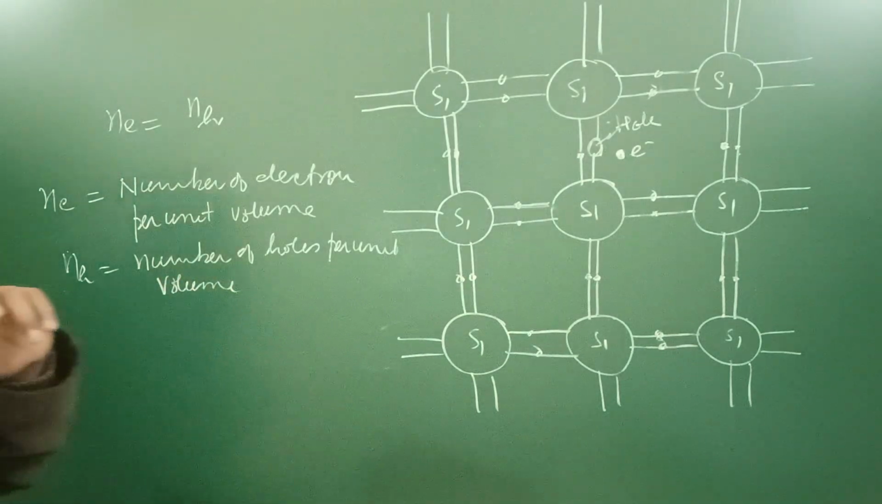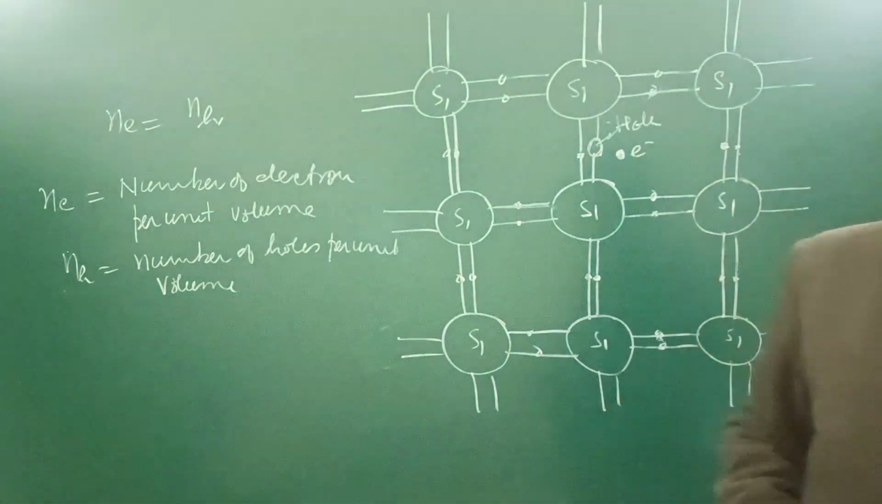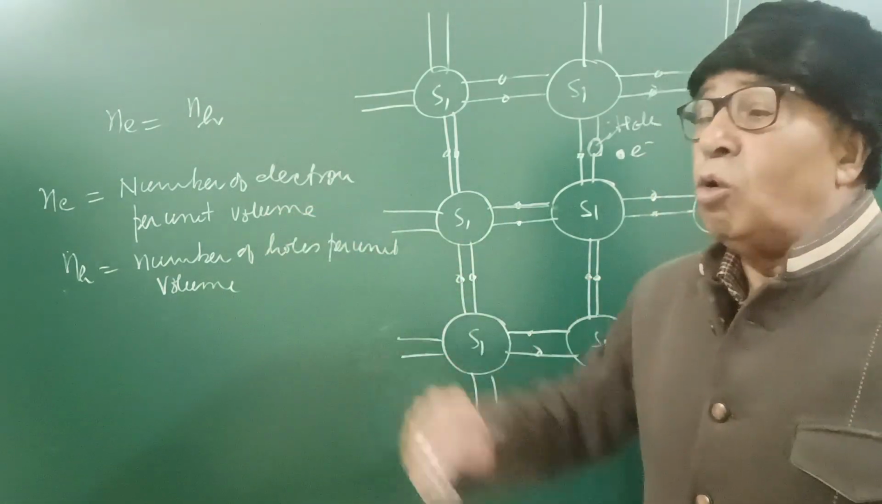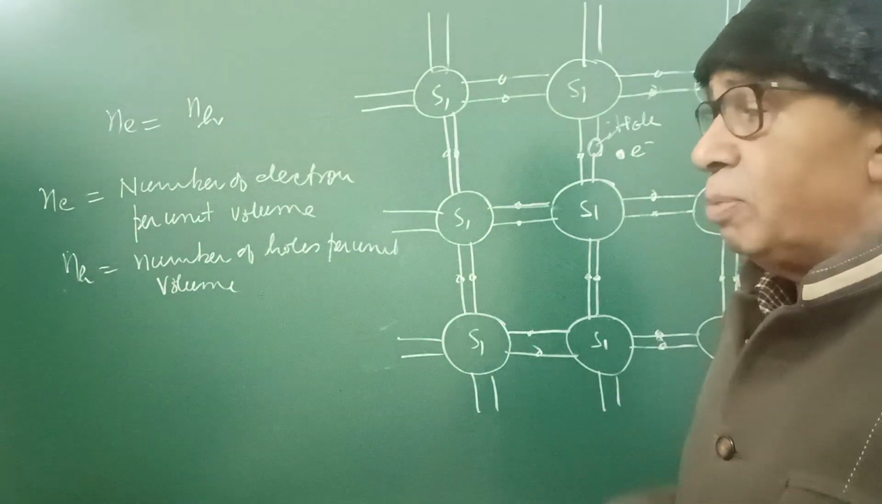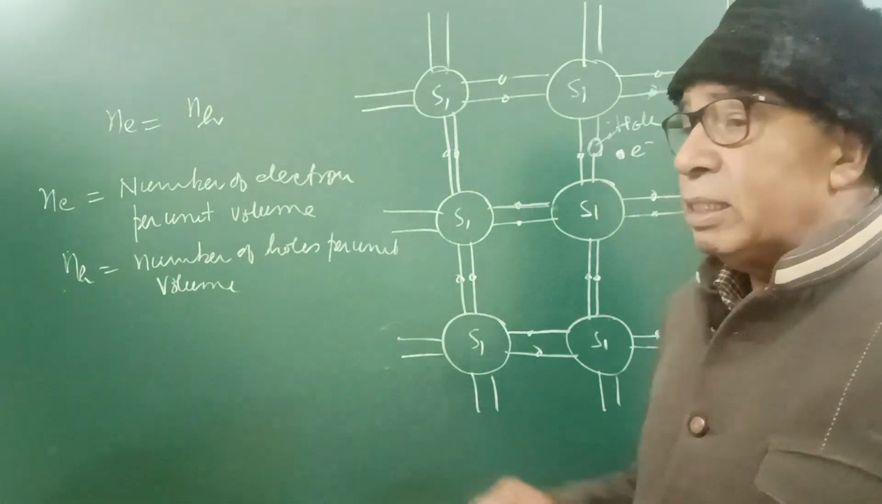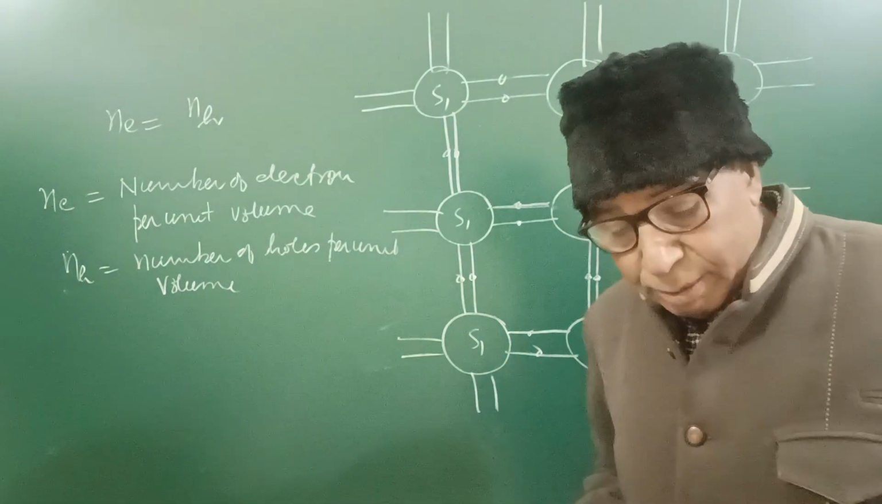I have told you in metals the number of free electrons is 10 to the power 29 per meter cube, but here the number is small. It may be of the order of 10 to the power 22, 24, like that. Number of free electrons is small, that is why the charge is small and hence they show small conductivity.